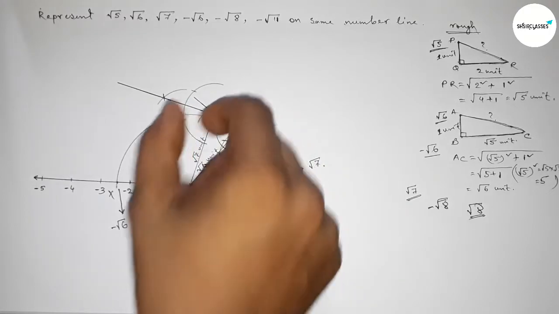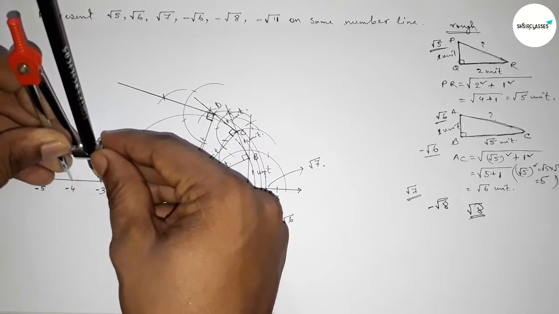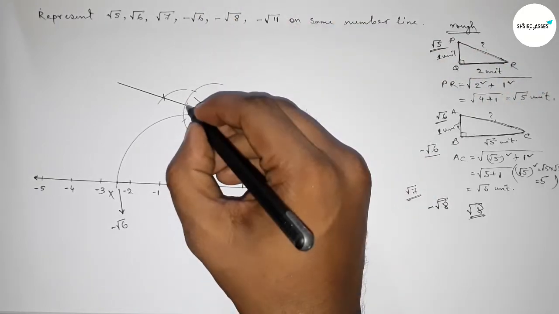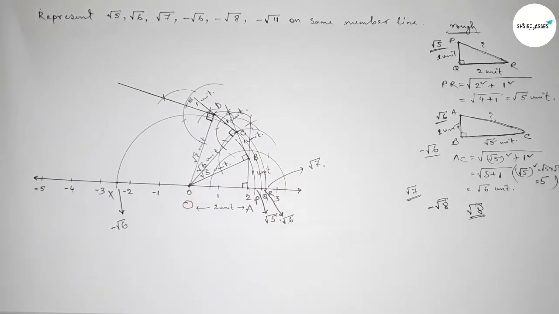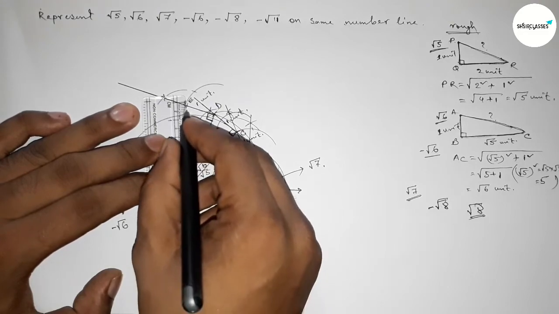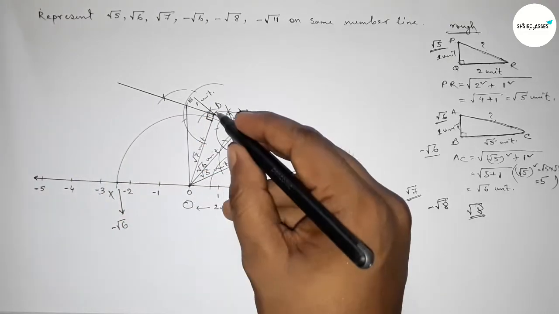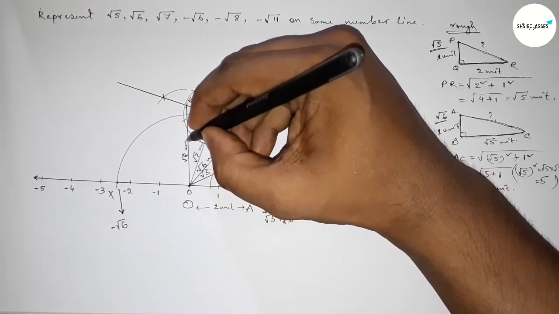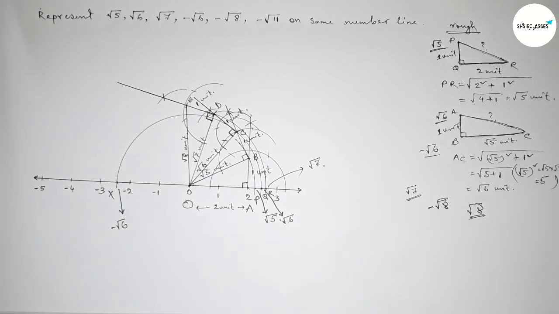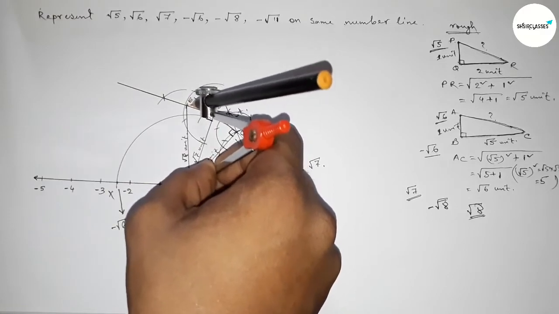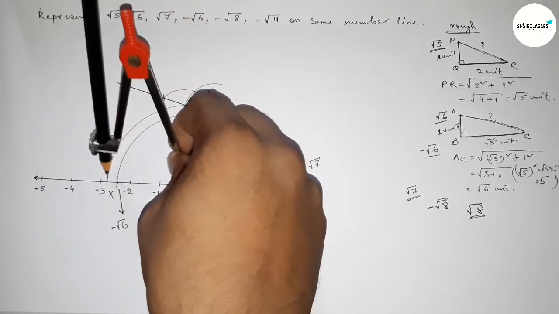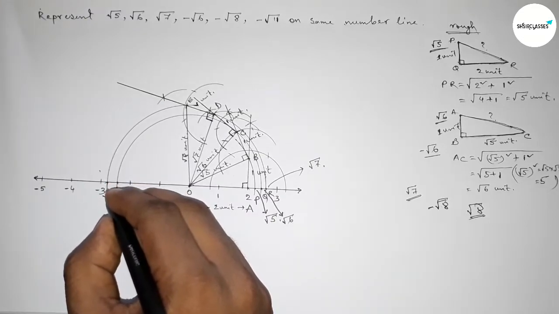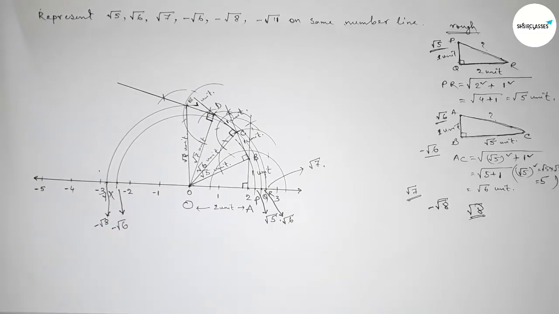Now for root 8, so this is root 7 and taking one unit length by using compass this way, and putting the compass here and cut here. So taking point here, this is E, and this is obviously one unit length. Now joining O and E, and this is the hypotenuse of the right angle triangle ODE. So this is root 7 and this is 1, so this is obviously root 8 unit length. Now taking the length OE by using compass this way and drawing an arc this side, because we have to represent minus root 8. So taking point here Y, and this is minus root 8 on the number line.